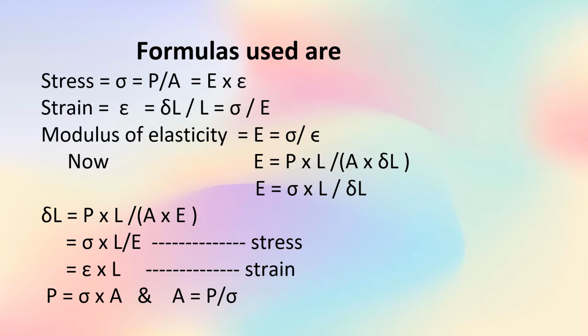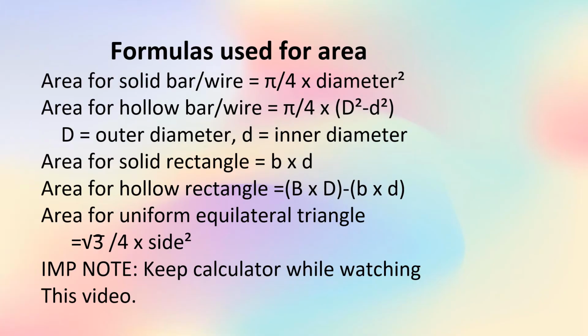Formula used for force: P is equal to sigma into A, and for area, A is equal to P divided by sigma. Formulas used for area. For a solid bar or wire of circular cross section, the formula is pi divided by 4 into diameter square. For a hollow bar or wire, it is pi by 4 into (capital D square minus small d square), where capital D is the outside diameter and small d is the inner diameter.